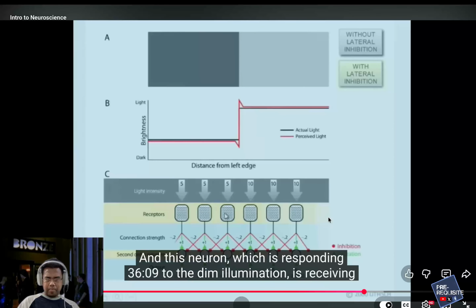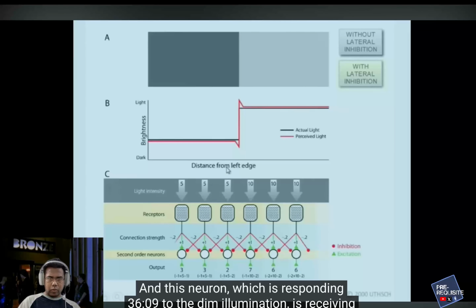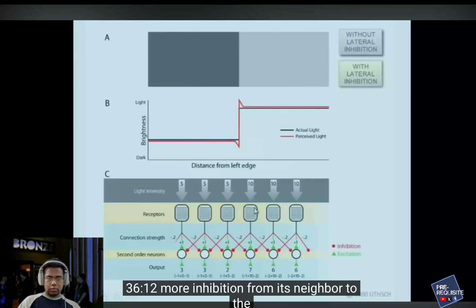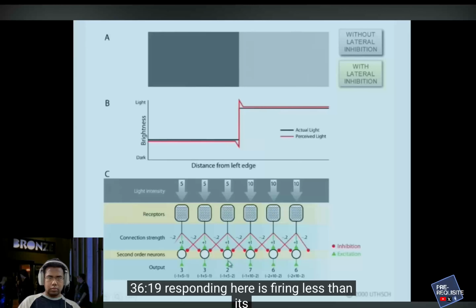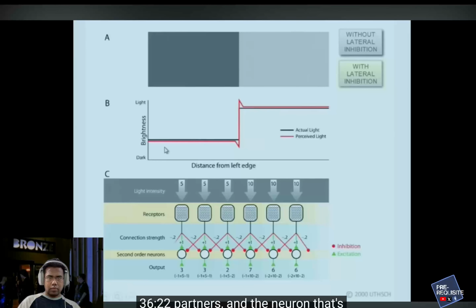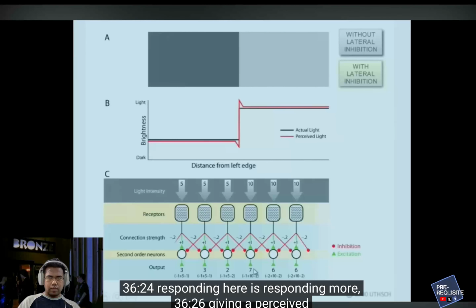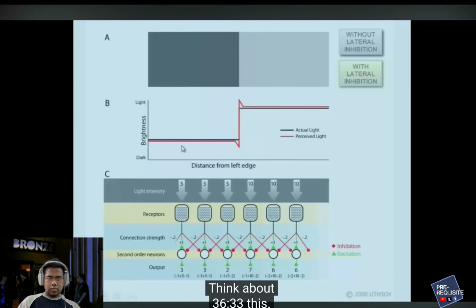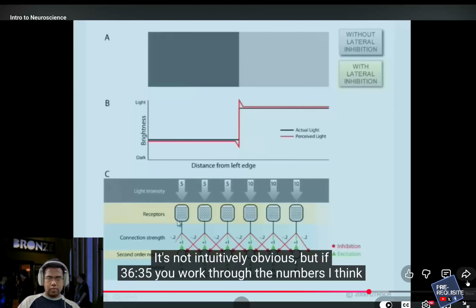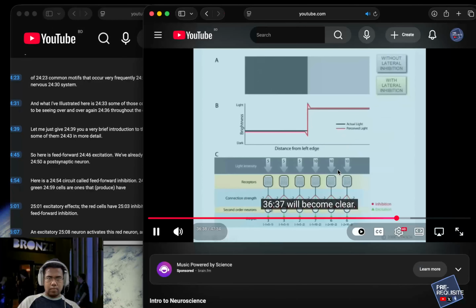And this neuron, which is responding to the dim illumination, is receiving more inhibition from its neighbor to the right in the bright region. So the net consequence is that the neuron that's responding here is firing less than its partners, and the neuron that's responding here is responding more, giving a perceived light difference at the edge. Think about this. It's not intuitively obvious, but if you work through the numbers, I think it will become clear.